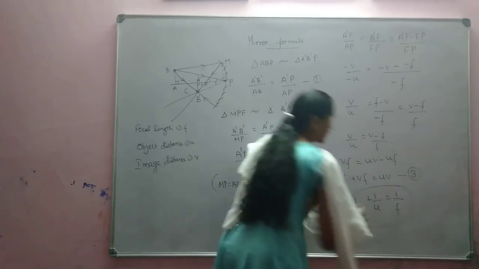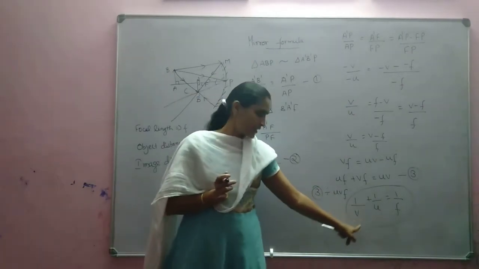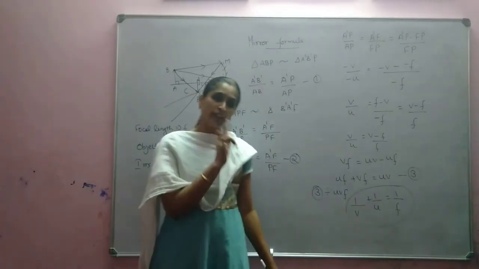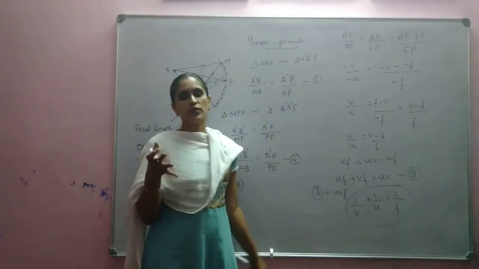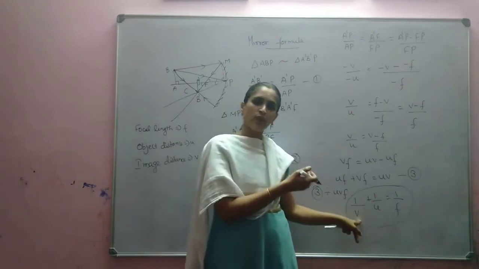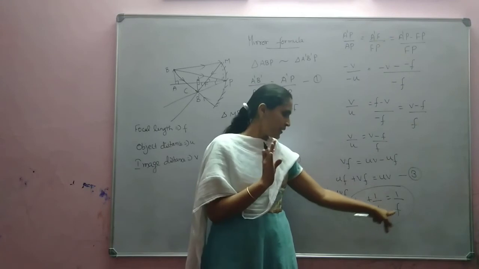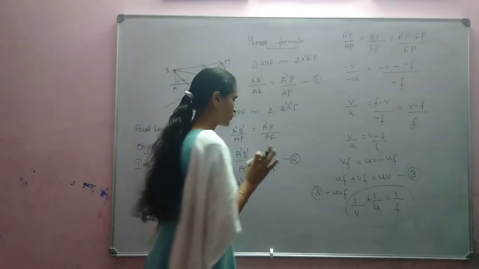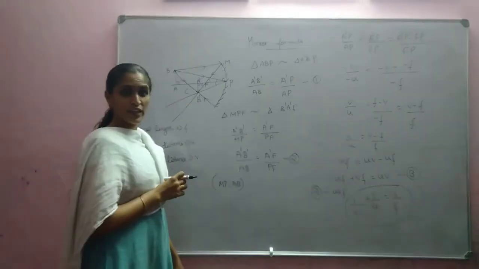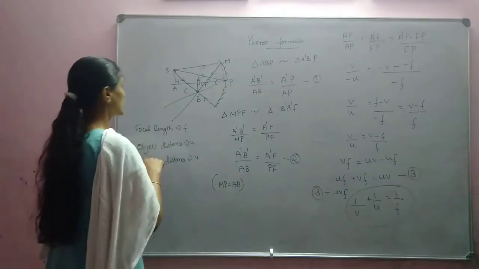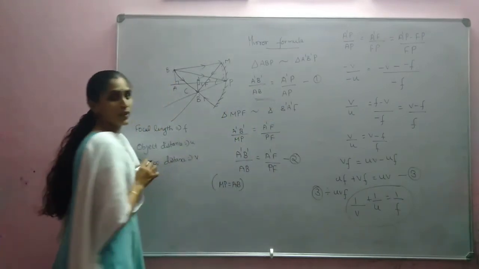So this is our mirror formula, which gives a relation between object distance, image distance and focal length. This relation already you have studied, but its proof you have not studied then. So this is the way of getting that mirror formula. Okay, it is a relation connecting object distance, image distance and focal length. And from this relation we can find the expression for magnification also.